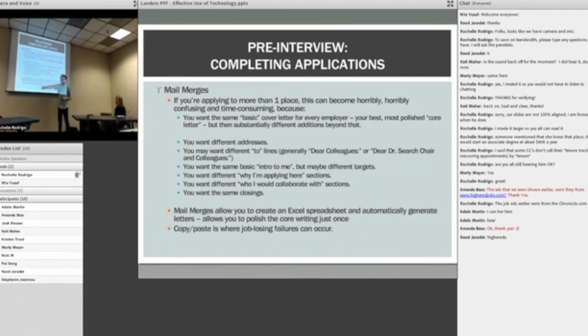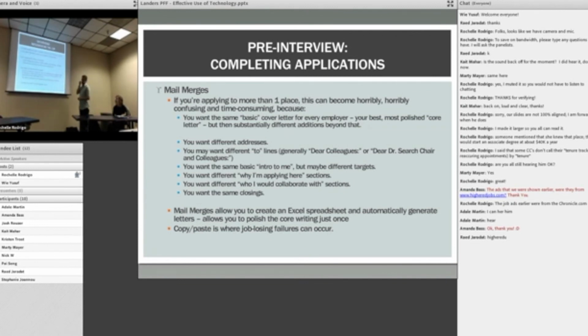Copy-paste is where job-losing failures occur. I mean, really, think about it. If all you're doing is you're copying one letter, you hit Control-A, select all, you copy it into a new document, and then you change the organization name in 3 places but forget one, your entire application is basically sunk at that point. You just shot yourself because you made a copy-paste error, which is silly. Don't do that. Don't use copy-paste. Use mail merges. All right.